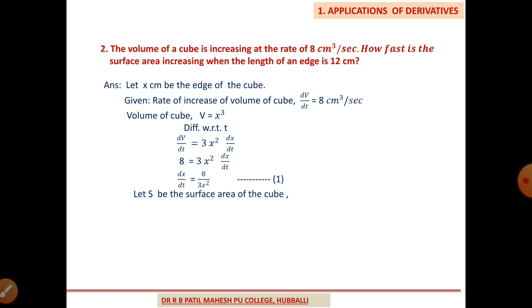Next, let S be the surface area of the cube. The formula for surface area of the cube is S equal to 6 times x square. Now the rate of change of surface area of the cube, that is dS by dt, we get by differentiating with respect to t. So dS by dt is equal to 6 into the derivative of x square, which is 2x, into dx by dt. So the derivative of 6x square is 6 into 2x into dx by dt.